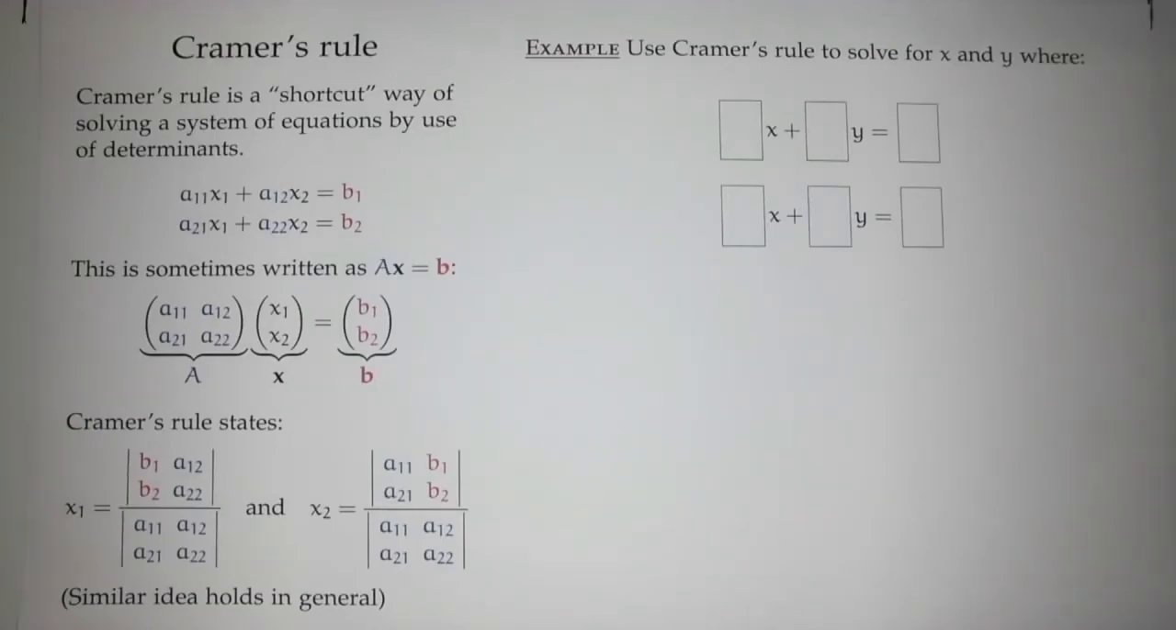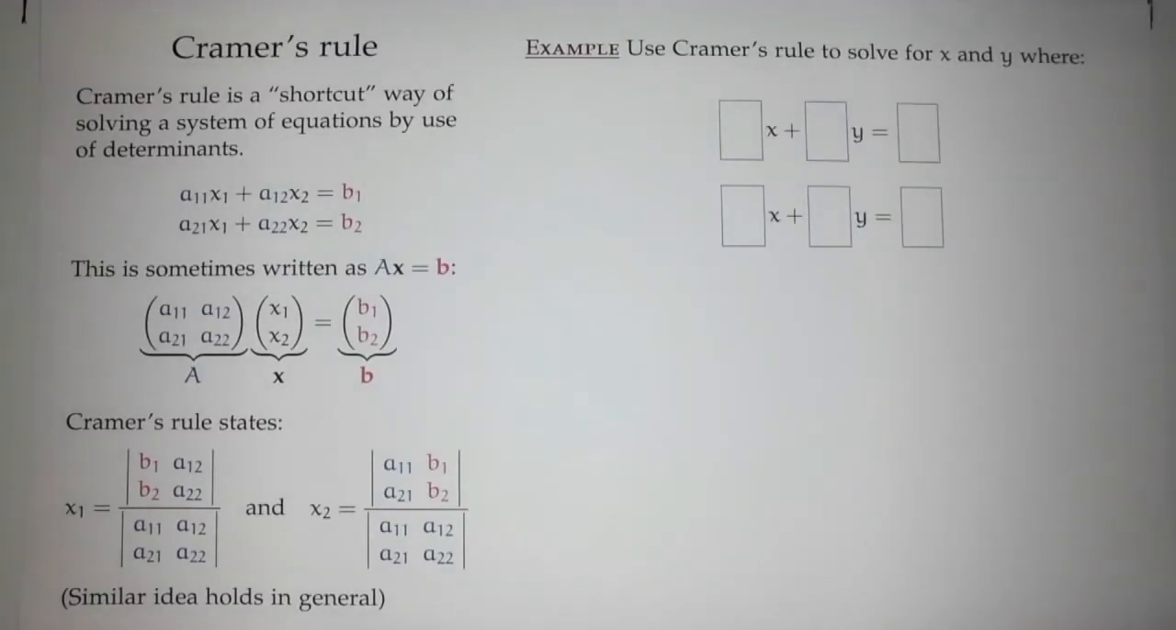This works for 2 by 2, 3 by 3, 4 by 4, and so forth. I don't necessarily recommend doing this when you're solving your system of equations from the method of undetermined coefficients. Oftentimes it's much easier just to set it up and you'll see that things happen. But let's do a quick example. Let's use Cramer's rule to solve for x and y.